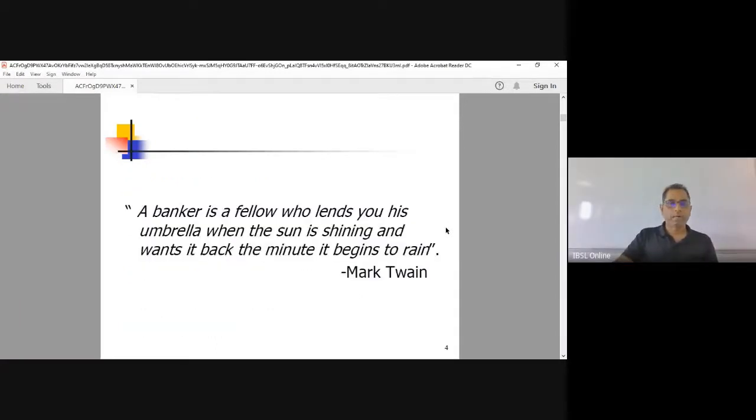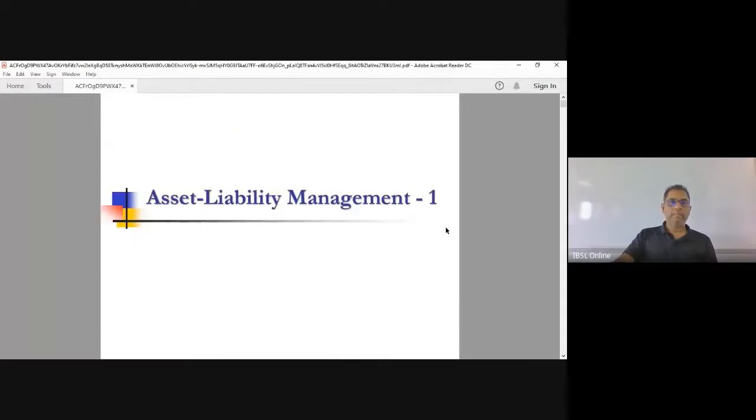So let me start off with ALM, the abbreviation for asset and liability management. Today we are trying to understand what we refer to as asset and liability management. In some banks, they call it BSM, balance sheet management. Certain banks call it asset and liability management, but it's basically the same thing.